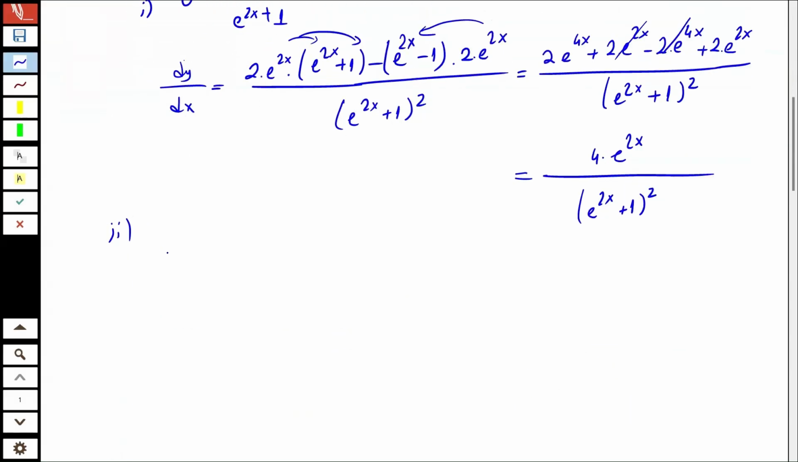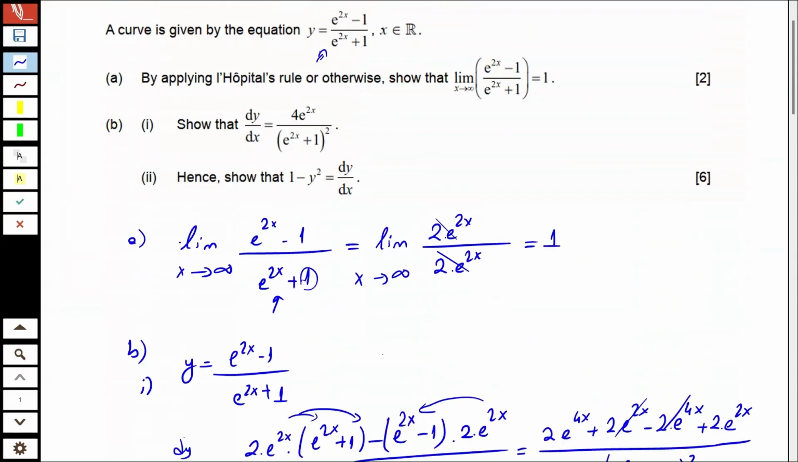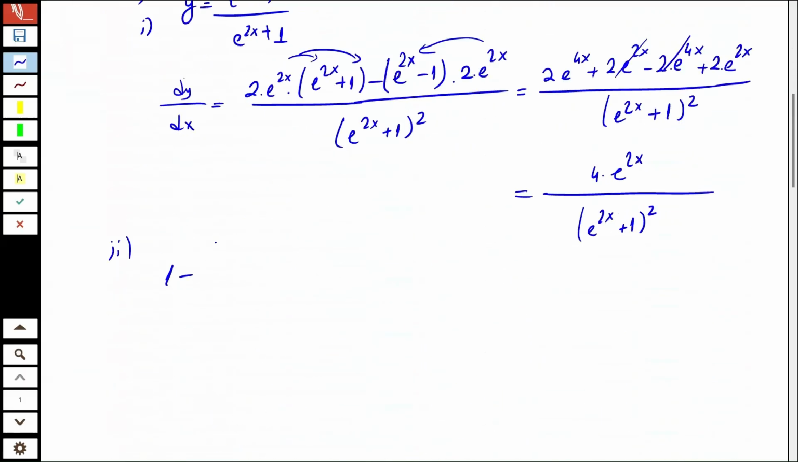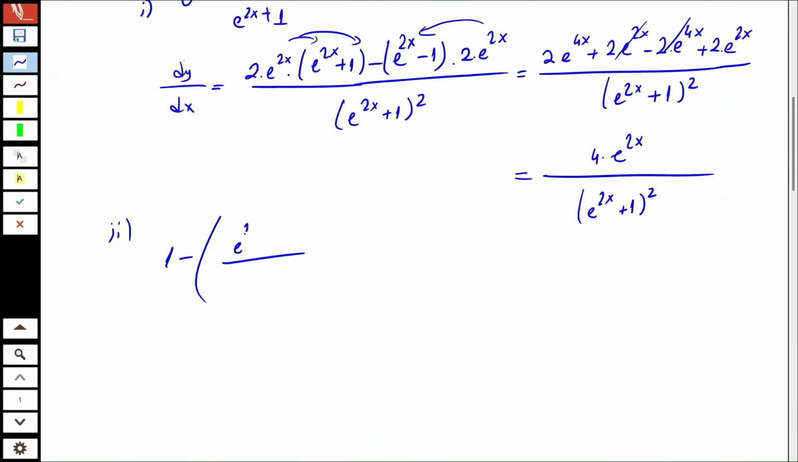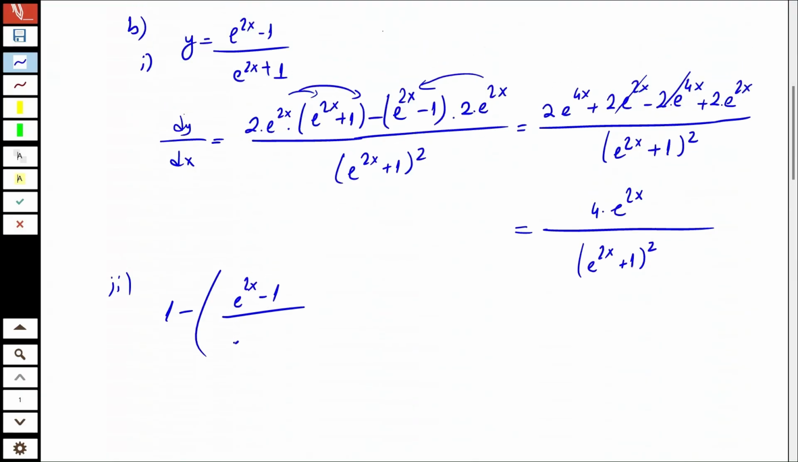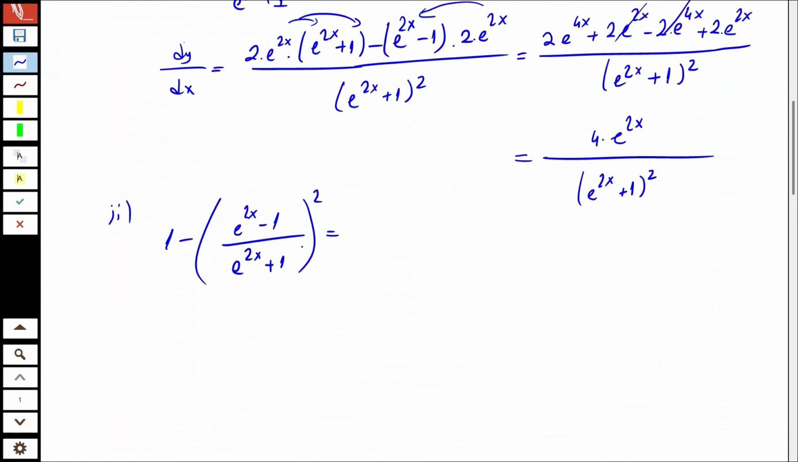What is 1 minus y squared? We know that y is a to the power of 2 times x minus 1, over a to the power of 2 times x plus 1, squared. What's that?